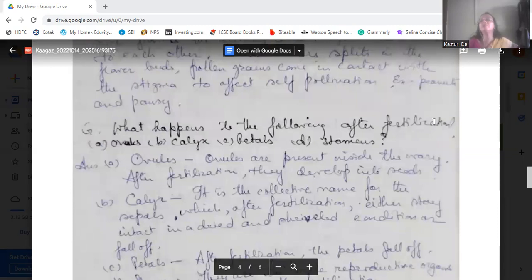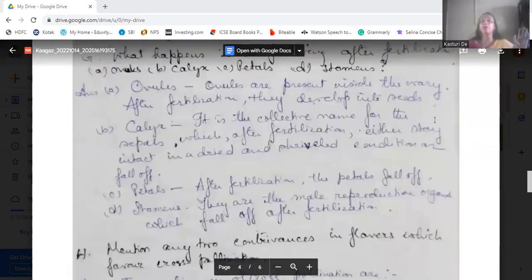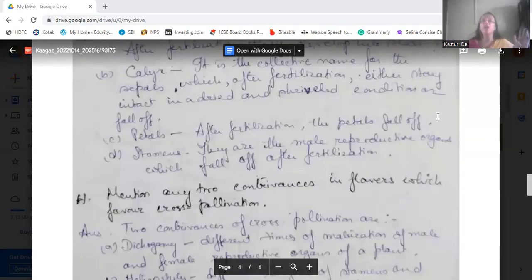Then what happens after fertilization to the ovules, calyx, petals, and stamens? The ovules develop inside the ovary and will change into seed after fertilization. The calyx is the collective term for sepals. After fertilization they either stay intact in a dried or unshriveled form, or they fall off. The petals generally fall off after fertilization. And the stamens, that is the male reproductive organ, also fall off after fertilization.